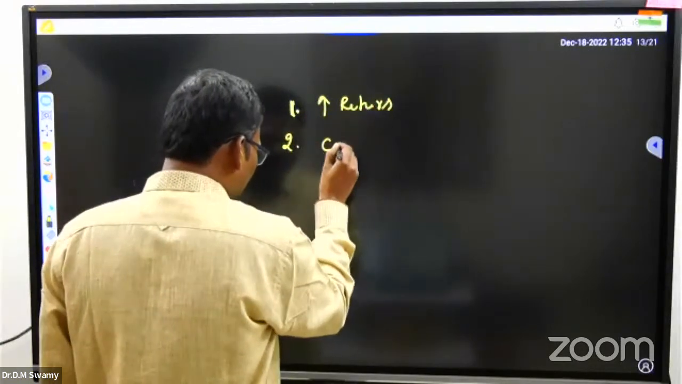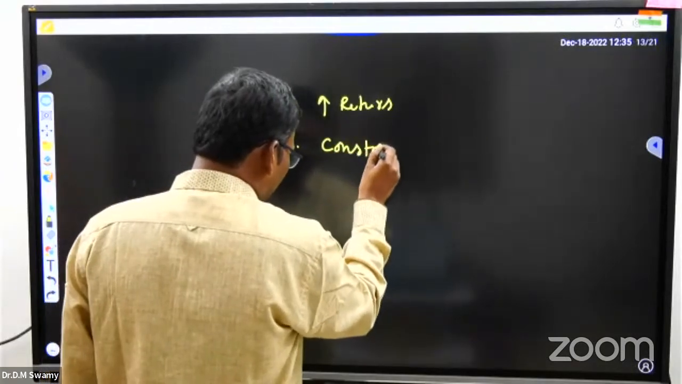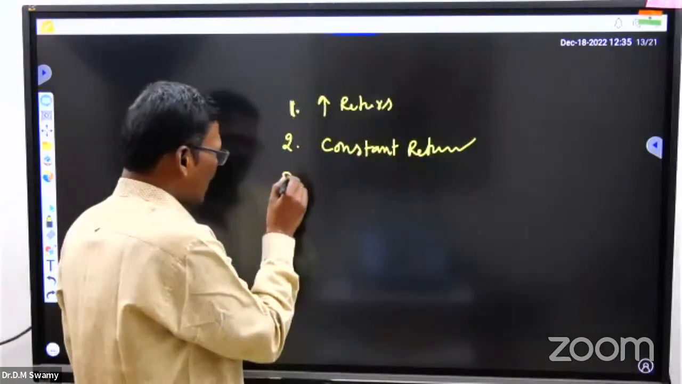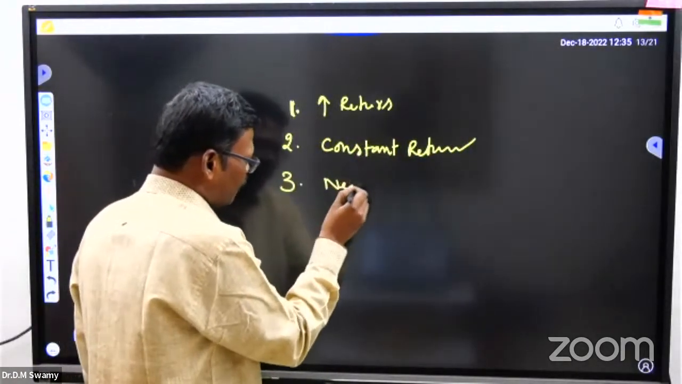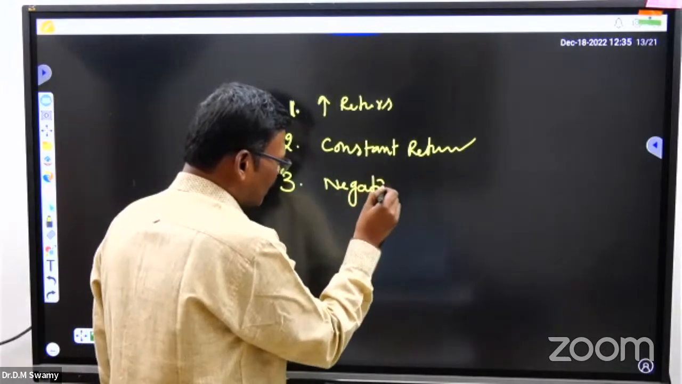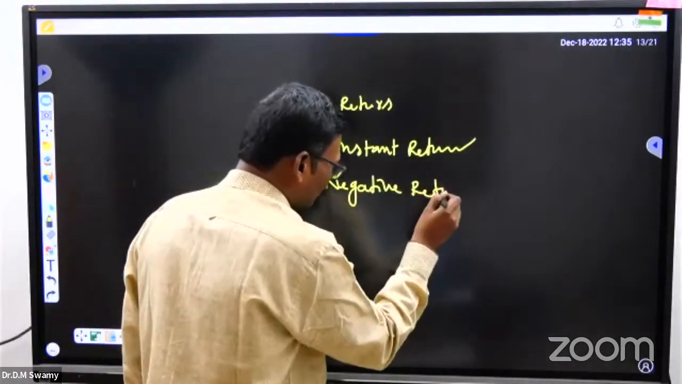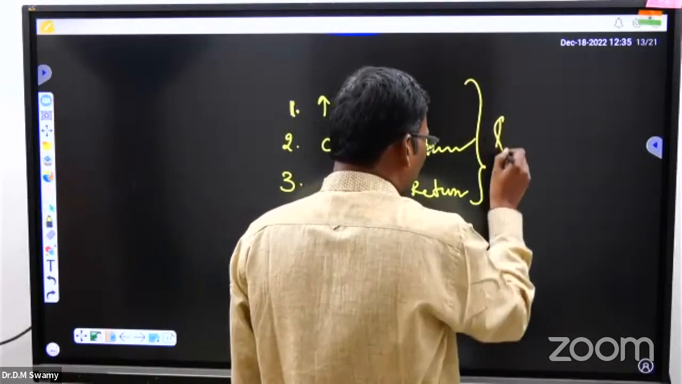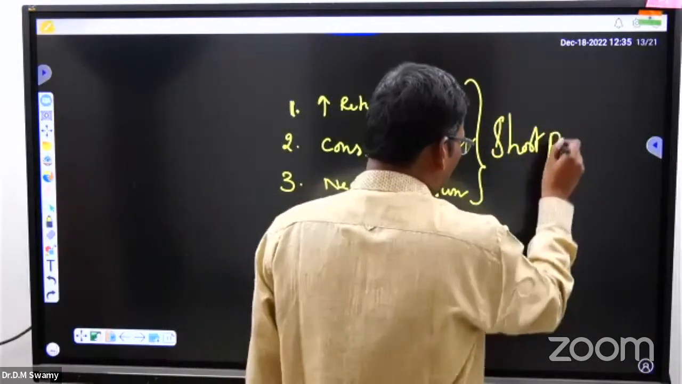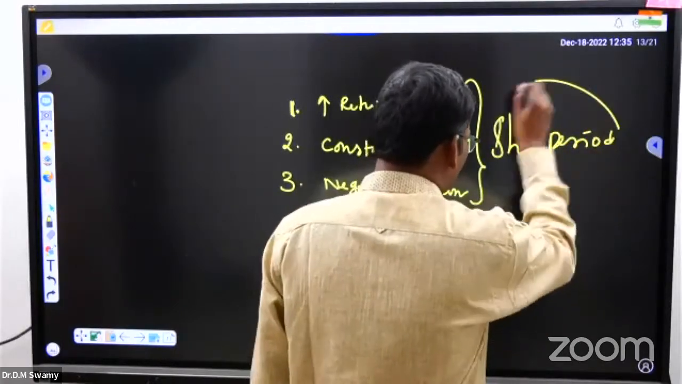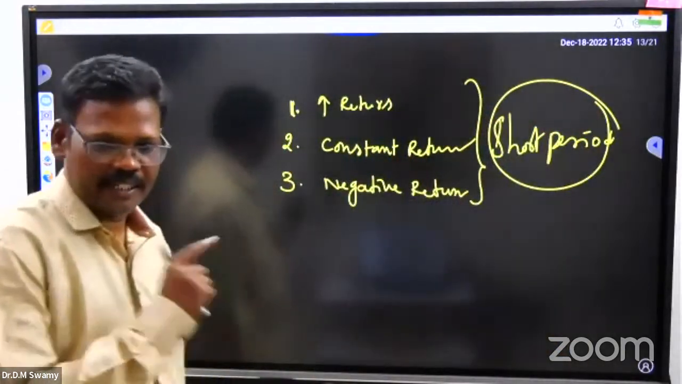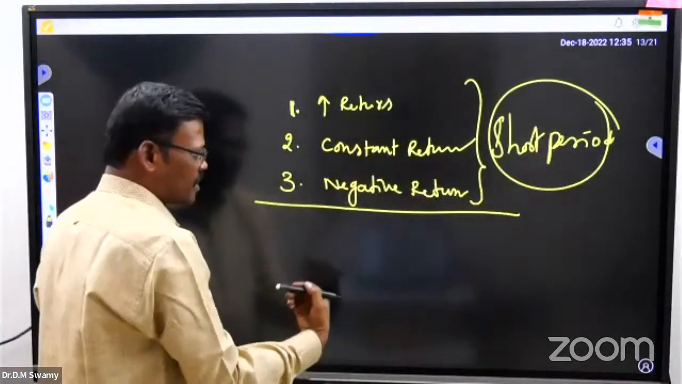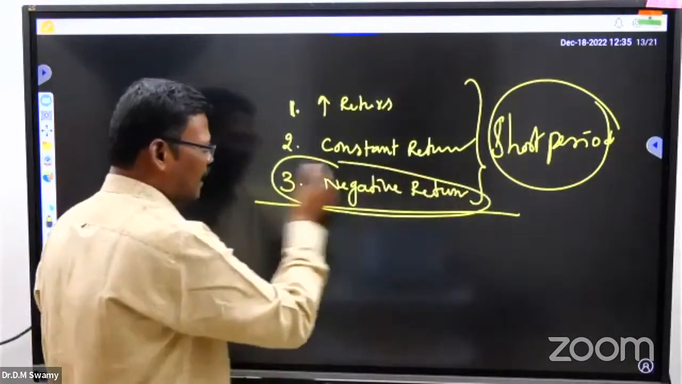In the second stage, we can see constant returns. And in the third stage, of course, we observe even negative returns. This is what is known as the short period. In the case of the short period, this we can see. Whereas in the long-term production function, there will not be negative returns.